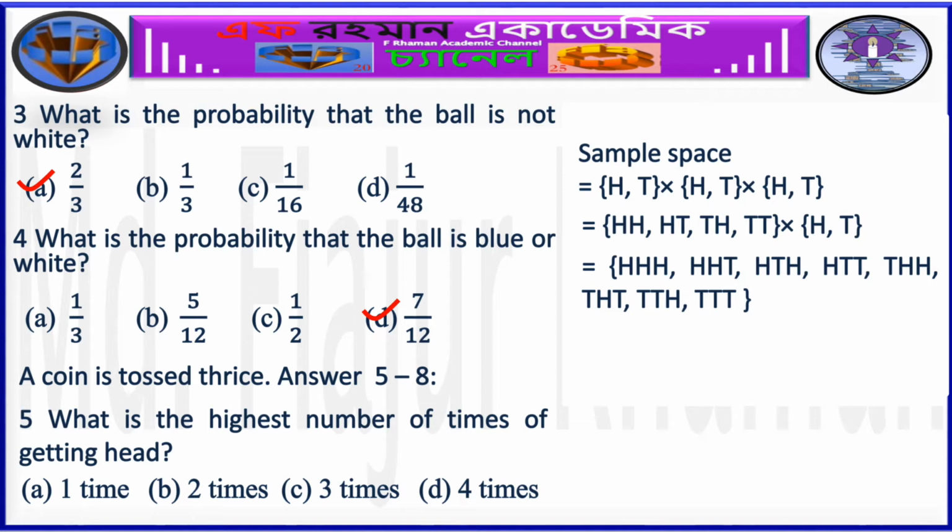We discussed about it in our previous class in detail. However, there is a single outcome HHH in which the number of times of getting heads is the highest, and it is 3 times. That's why our correct answer is option C.